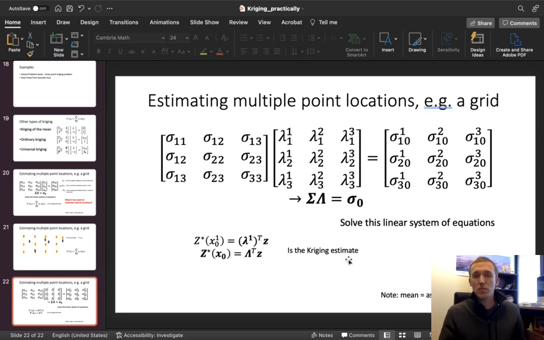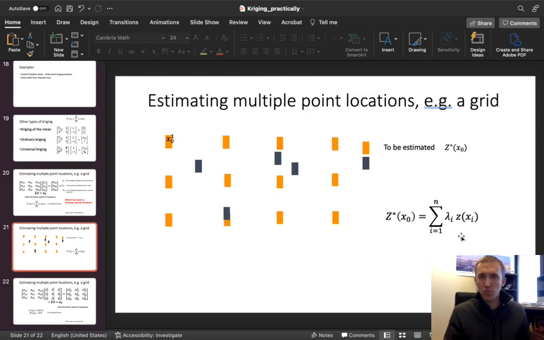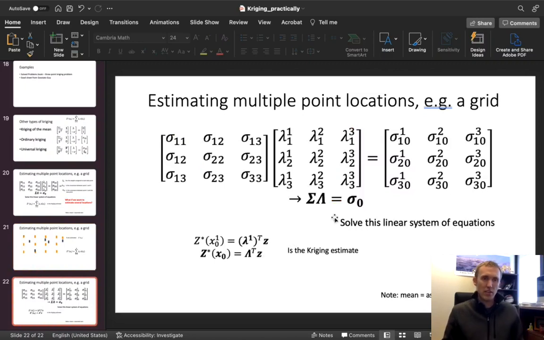And I could solve this system. I'll get a whole matrix of lambdas, and then each column, I'll just pull that out and use it in the same way as we have before. Each set of lambdas I will multiply by our data, and that will give us our estimated value at each grid node. So that's all for this video.